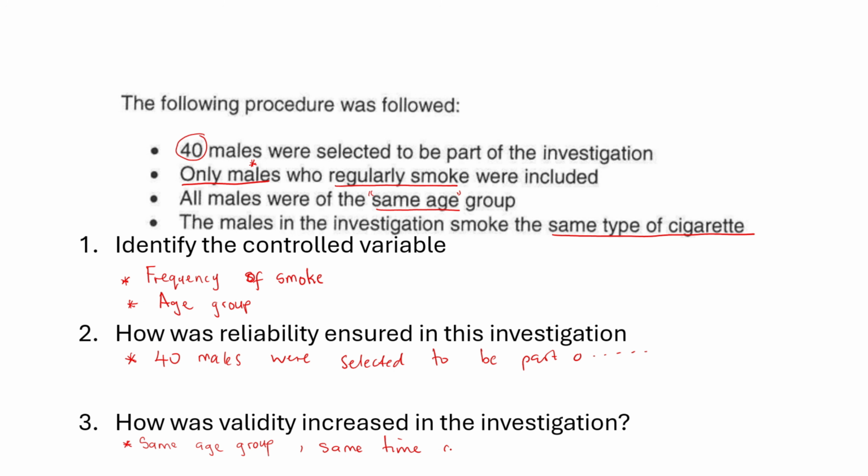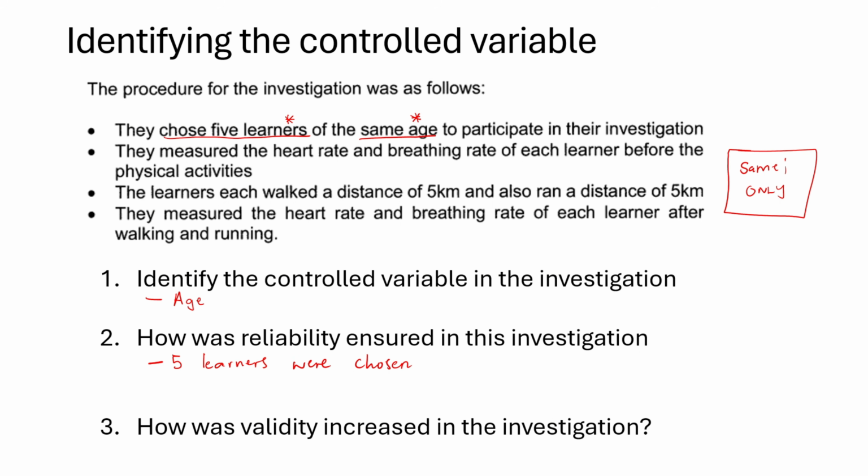Same type of cigarette. So do you notice that whenever you are doing these investigations, you just need to look out for the keywords. The word same gives you the controlled variable, and it also gives you the validity. So here, one of the controlled variables is the type of cigarette, because that same type of cigarette was used. Okay, so that's how we ensure validity.